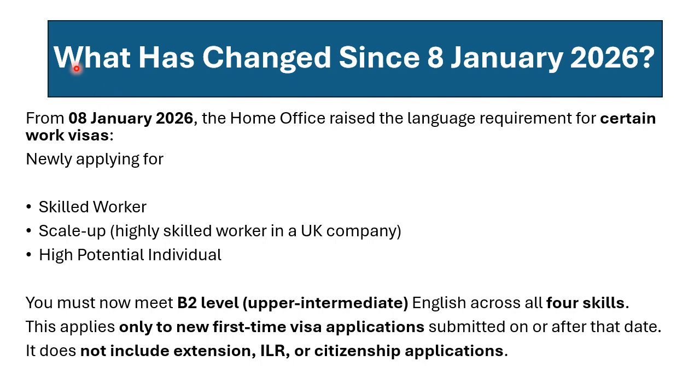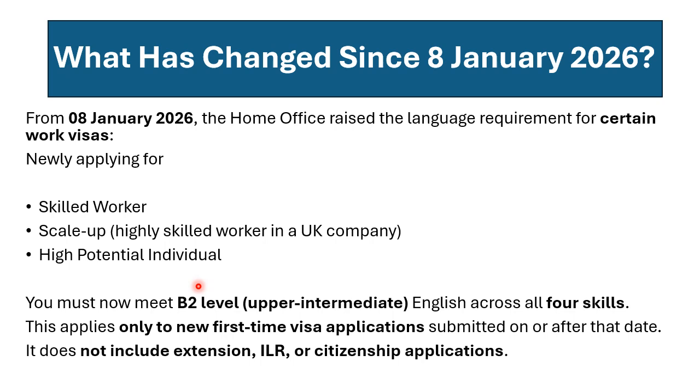Let's look at this slide, which says what has changed since 8th of January 2026. From 8th of January 2026, the Home Office raised the language requirement for certain work visas. For example, if you're applying for a skilled worker visa, like a nurse or an engineer, or a scale-up highly skilled worker in a UK company, or high potential individual, which is the HPI visa, you must now meet a B2 level, which is upper intermediate English across all 4 skills.